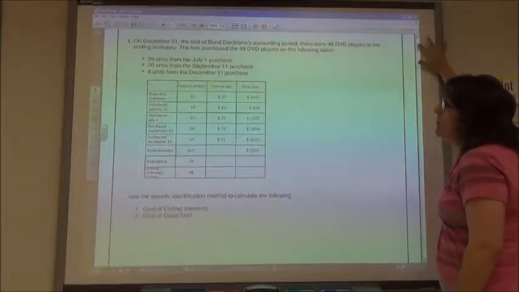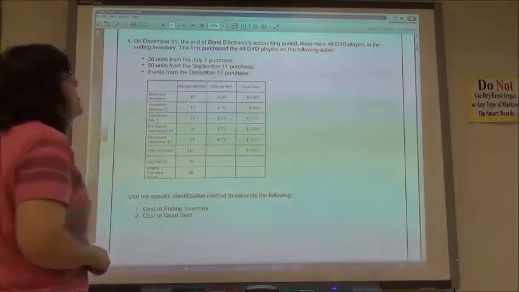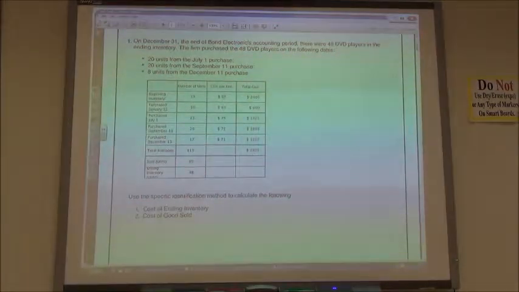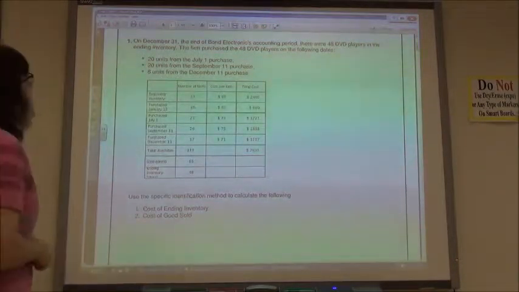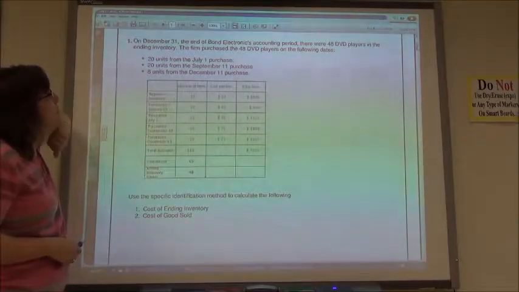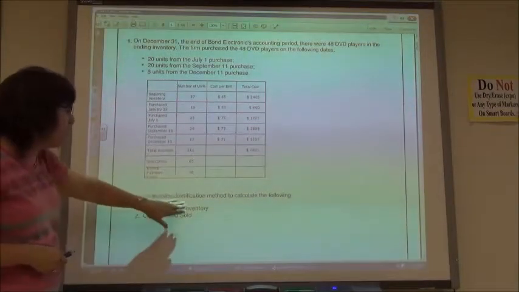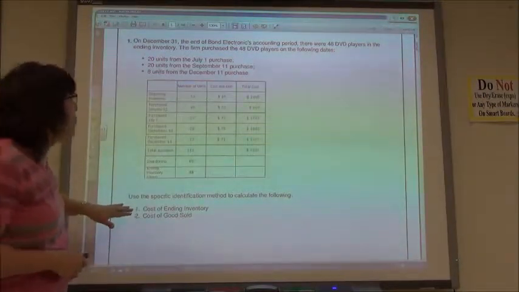There we go. It says on December 31st, the end of Bond Electronics' accounting period, there were 48 DVD players in the ending inventory. The firm purchased the 48 DVD players on the following dates. They have 20 units left from July 1st, 20 units from September 11th, and 8 units from December 8th. We want to find the cost of our ending inventory.